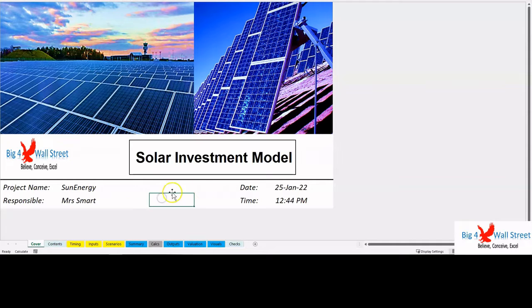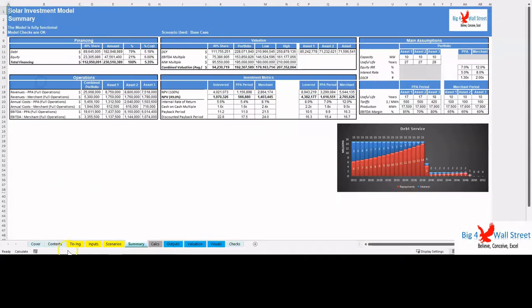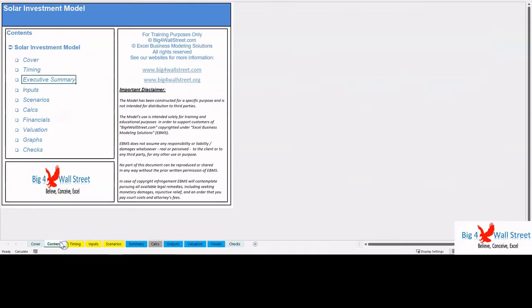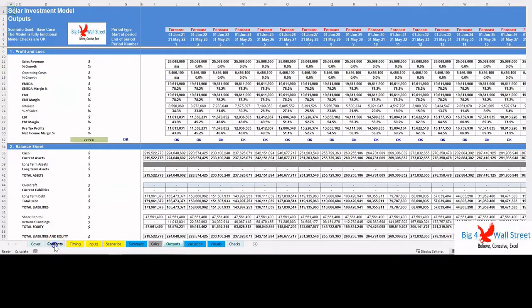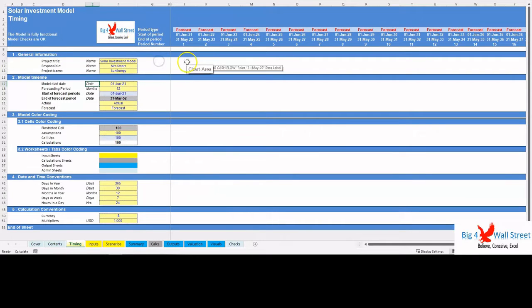So, a quick overview of the model. In the Contents tab you can see the structure of the model, and by clicking on any of the headlines you are redirected to the relevant worksheet. On the Timing tab you are able to feed the general information for the model such as model name, responsible, timeline of the model and date and currency conventions. Additionally, there is a description of the color coding of the model in the same tab.